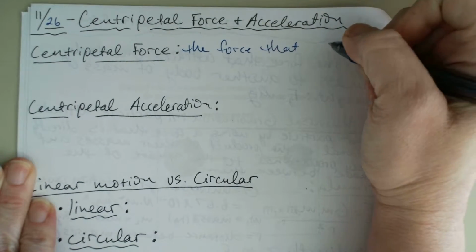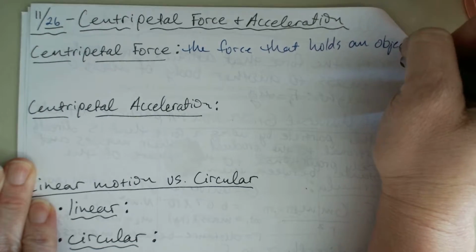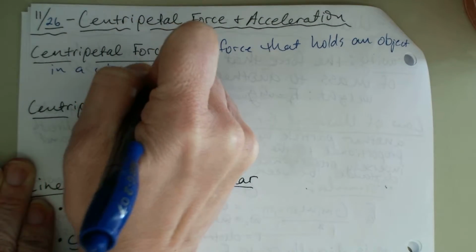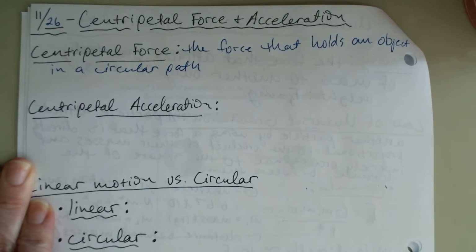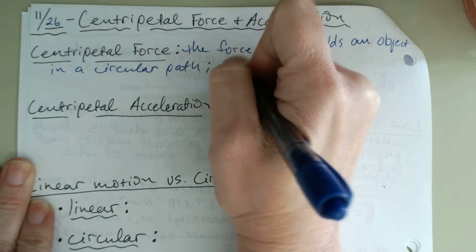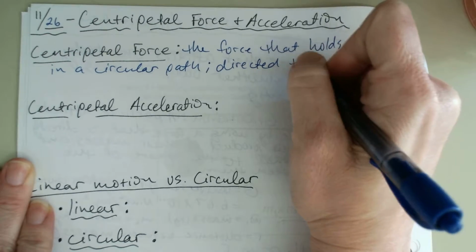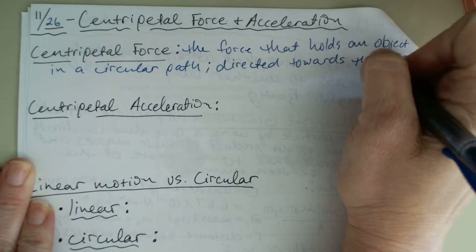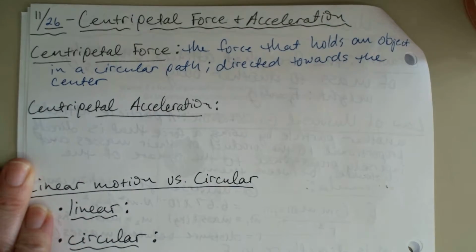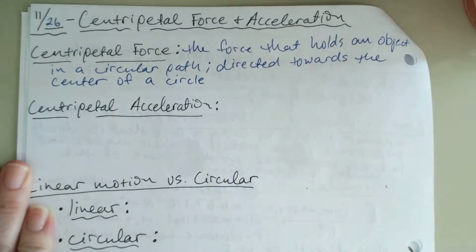that holds an object in a circular path. Okay? And how it is directed towards the center of a circle. Okay.